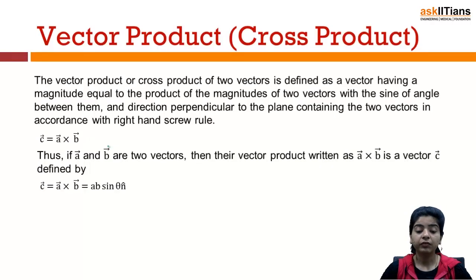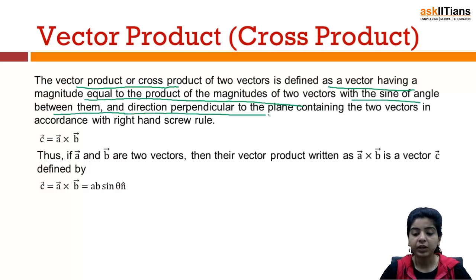So let's begin. The next topic that we have is the vector product or the cross product. The vector product or cross product of two vectors is defined as a vector having a magnitude equal to the product of magnitudes of the two vectors with the sine of the angle between them, and direction perpendicular to the plane containing the two vectors in accordance with the right hand screw rule.